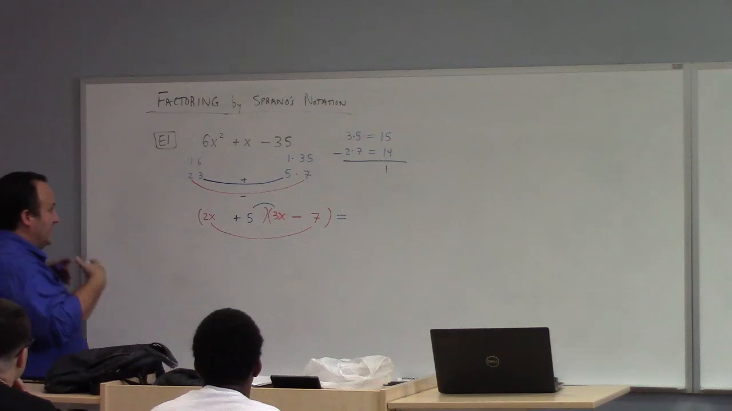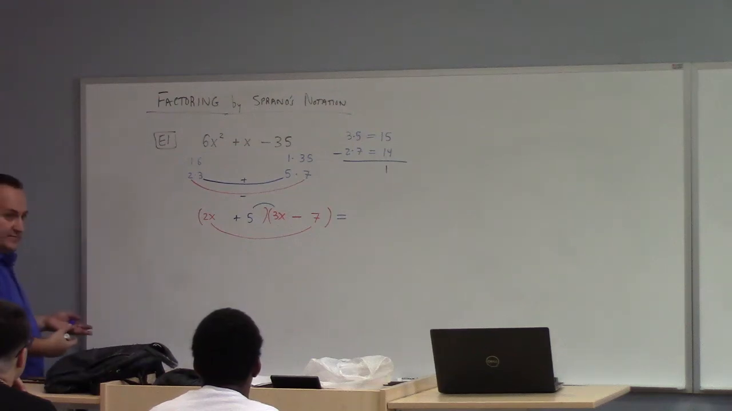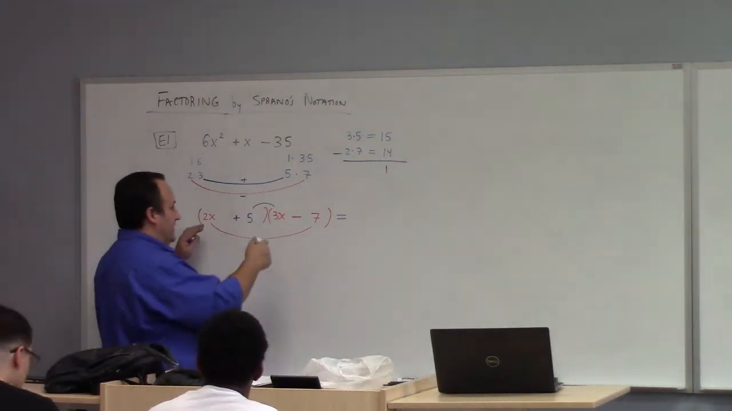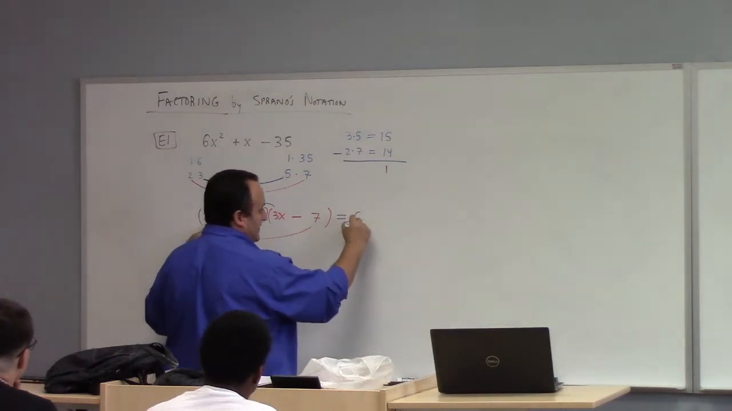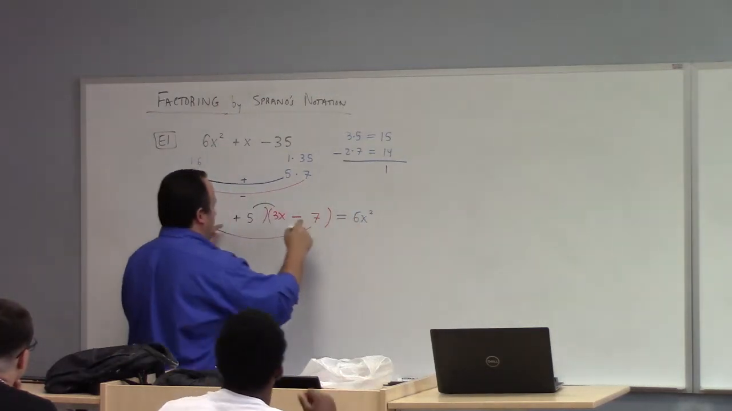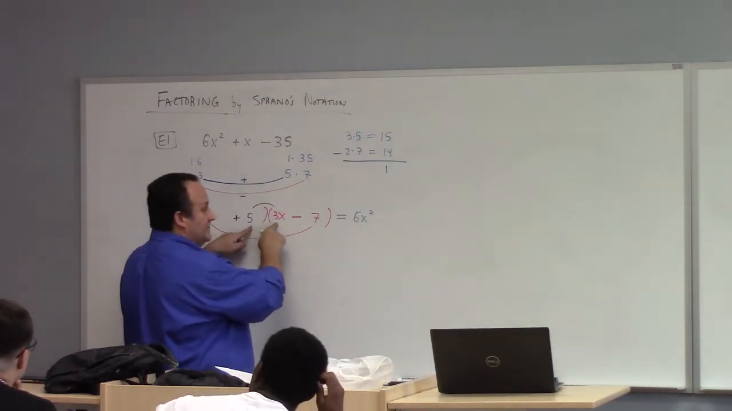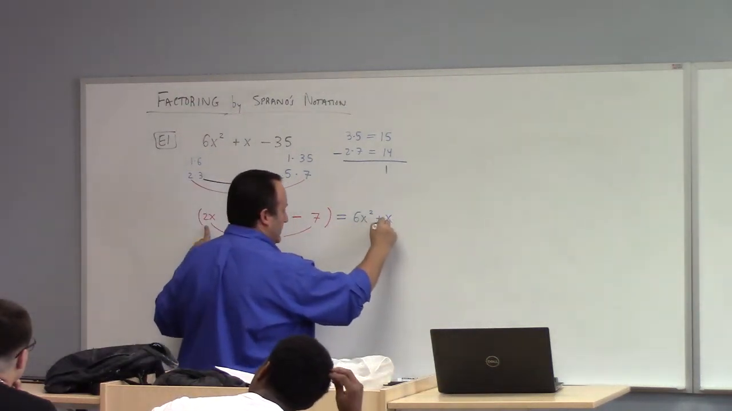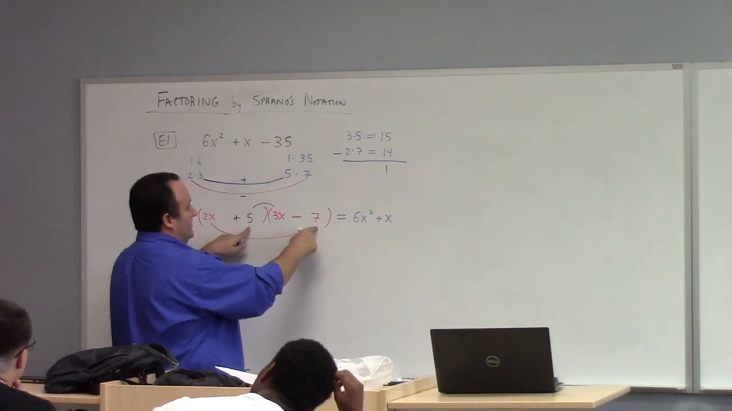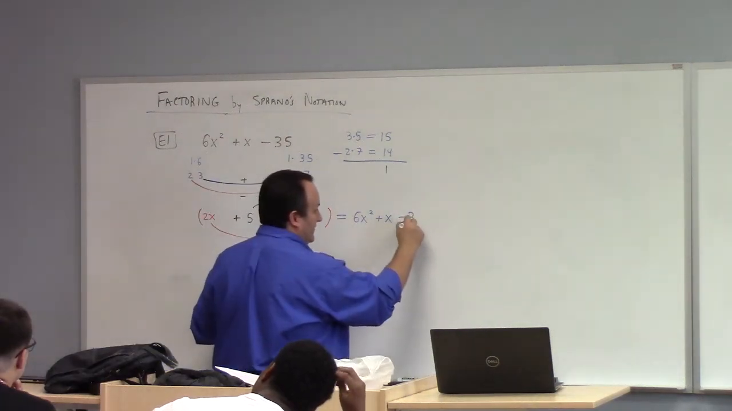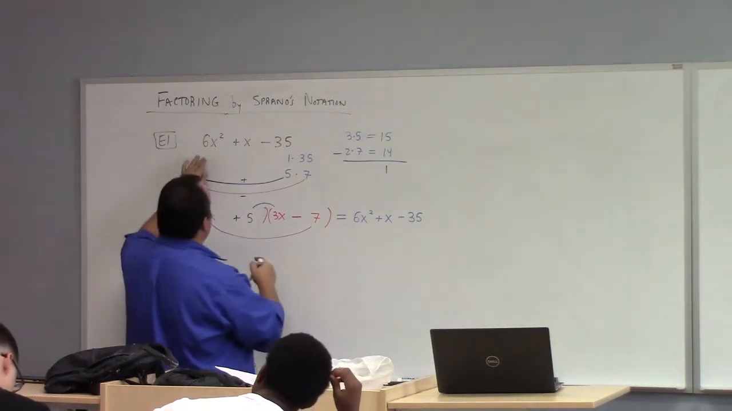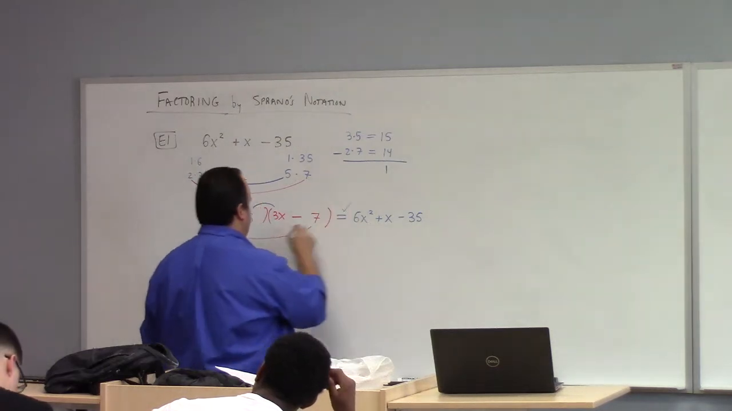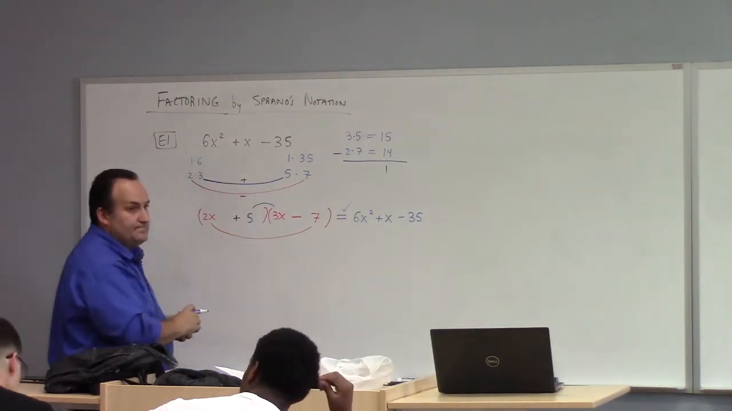we must think through multiplying it out when we're done. We need to check our answer. So 2x times 3x is 6x squared. Then we get plus 15 minus 14, which is x. And 5 times minus 7 is minus 35. Is that what we want? Yeah, it is. So there you go.